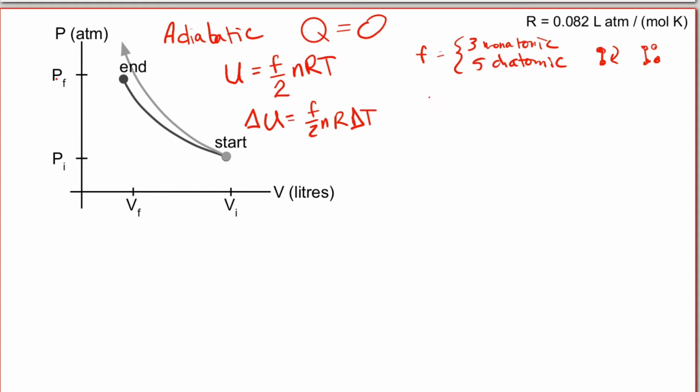Recall the first law of thermodynamics, which says that the change in energy is equal to the heat plus the work, but here the heat is 0 because we're considering an adiabatic process. So the change in energy is just the work in this case. So I see that the change in energy is F halves nR delta T, but I also know that the change in energy is the work. And the work is minus, we know, the pressure dV.